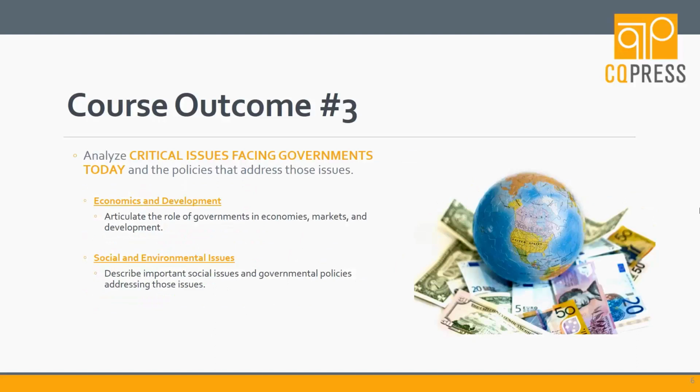Okay, critical issues facing governments today. First up is understanding economics and development issues. So students need to consider how globalization and government types impact economic policy. They will also need to discuss economic development, the process and influences on it, through the use of case studies. Students are then asked to describe important social issues and governmental policies addressing those issues. So debating the government's role in everything from environmental issues to welfare and healthcare. And as always, use case studies to determine the characteristics of effective social and environmental policies.